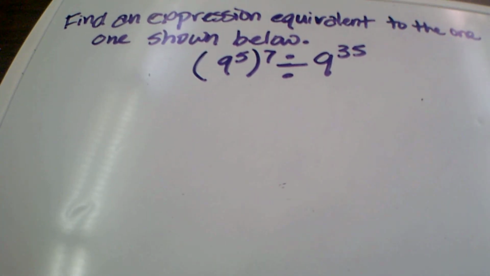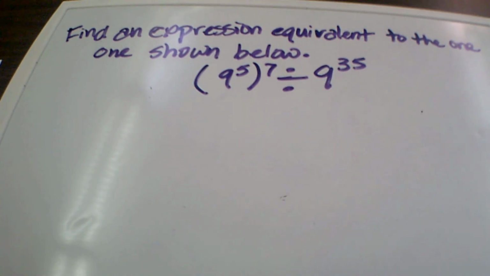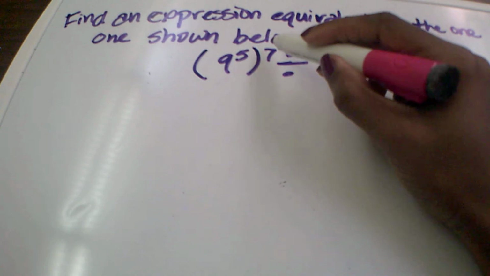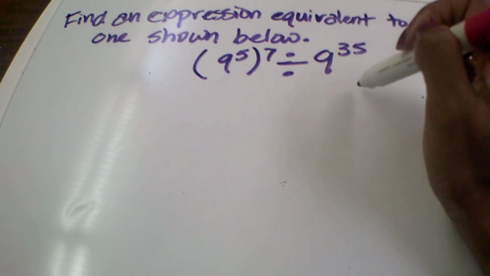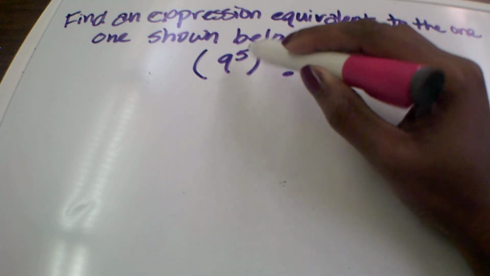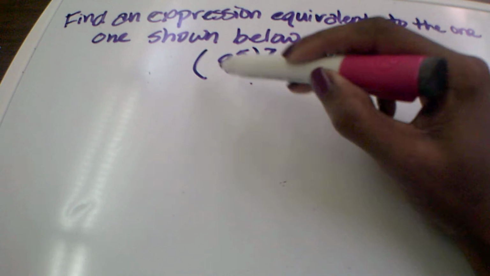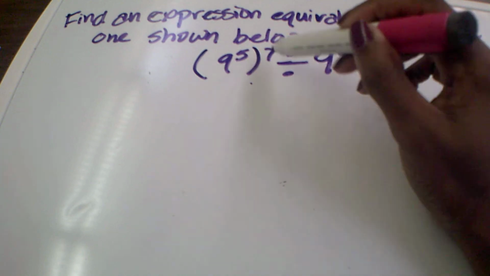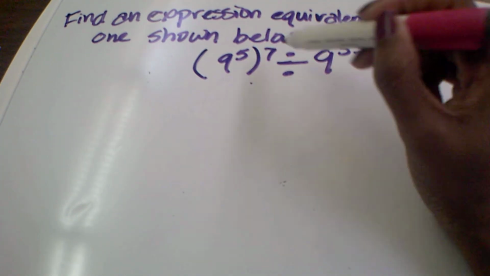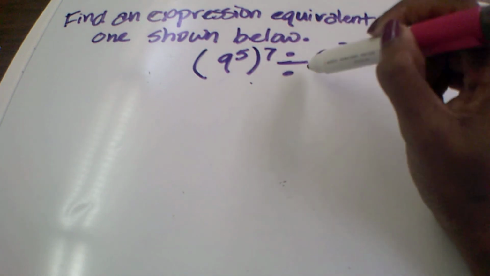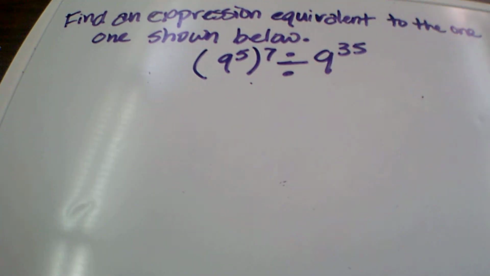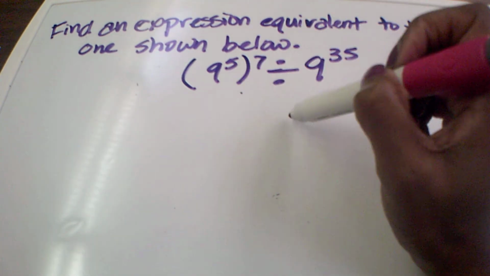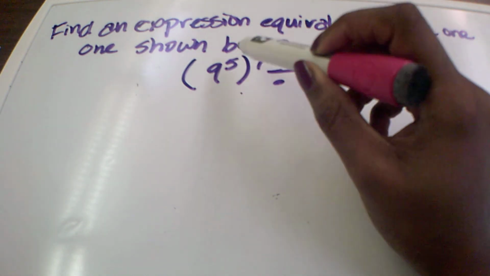Alright, so for our next problem we have find an expression equivalent to the one shown below. We have 9 to the 5th power, we have our parentheses, and this whole quantity right here is to the 7th power, divided by 9 to the 35th power. Remember, sometimes we will get problems that have multiple rules within them. So let's start with the power rule. Let's make this easy. We don't want to try to do the quotient rule with all this going on. We need to get this as one single exponent.